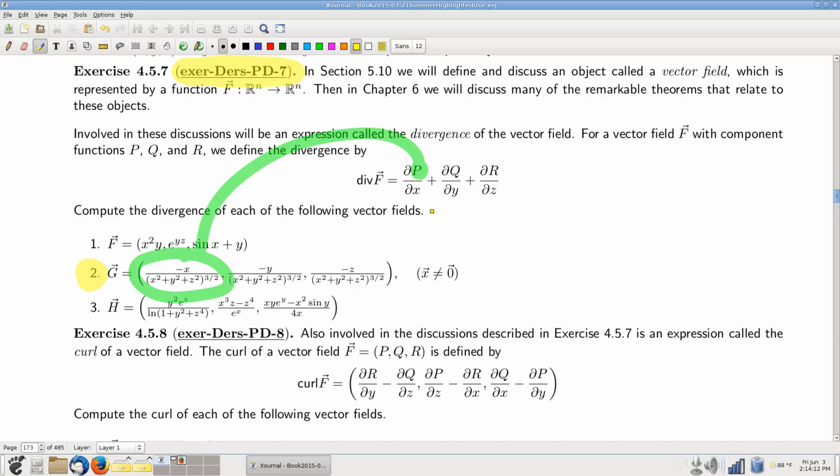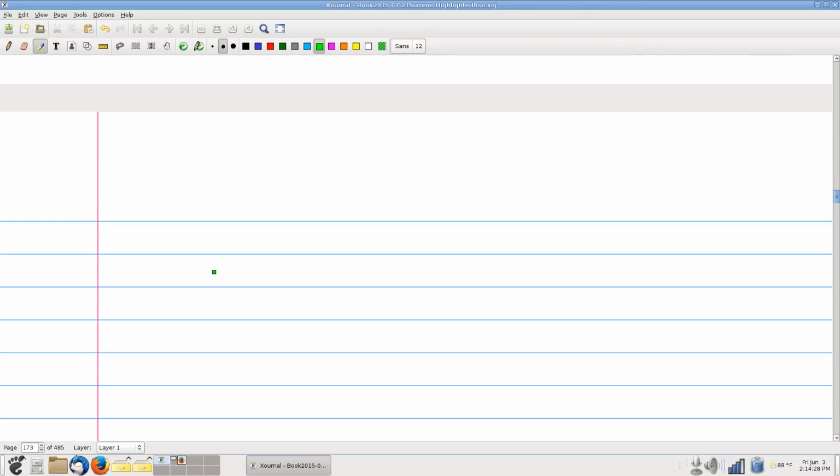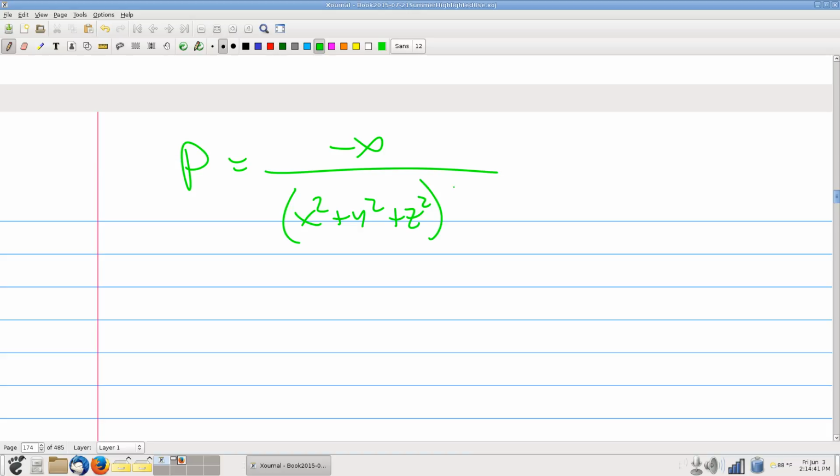Okay. So now, procrastinated as much as I can rationalize. So negative x divided by x squared plus y squared plus z squared to the 3 halves. Okay, so P is negative x over x squared plus y squared plus z squared to the 3 halves. So let's compute the partial of P with respect to x. That's the first term in the divergence formula.